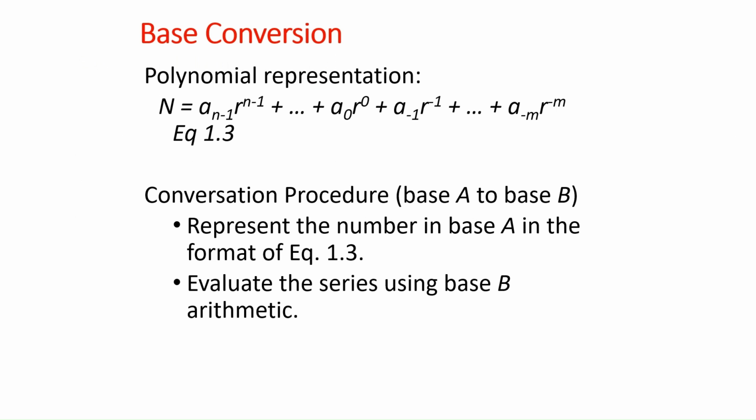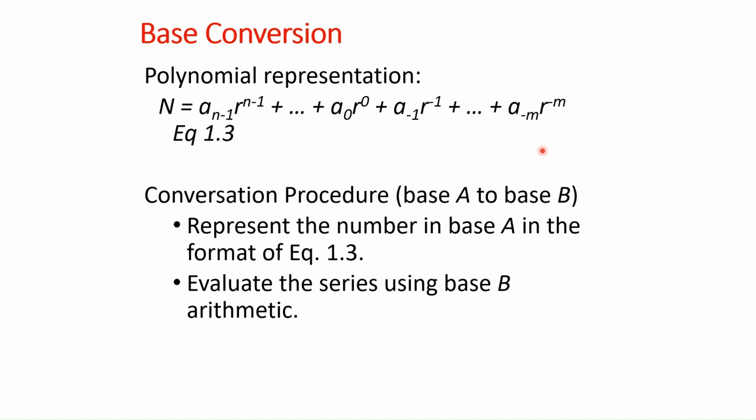Now, we have seen this polynomial representation of a number. For any number of any base, it is represented in this polynomial series: the digit, the base it is using, and the digit's position. And now, if this equation is evaluated, it gives us a decimal number. So that is the equivalent of that number in the decimal system.